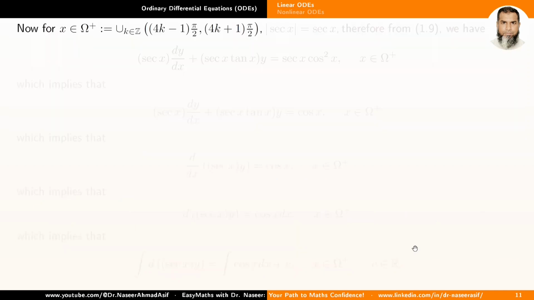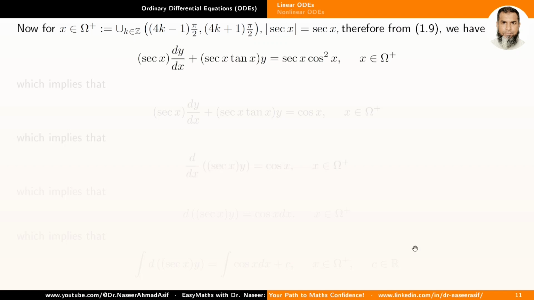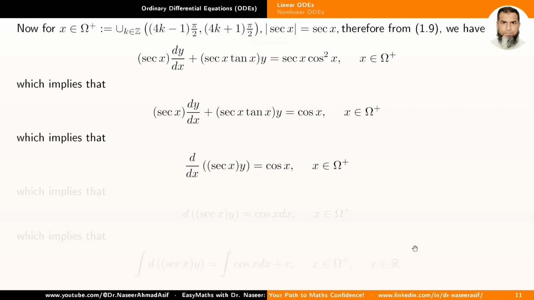Now for x belongs to omega plus, which is equal to the union over k belongs to Z of the open intervals (4k minus 1) into pi by 2 up to (4k plus 1) into pi by 2, absolute secant x is equal to secant x. Therefore from equation 1.9 we have secant x into dy by dx plus secant x into tangent x into y is equal to secant x into cosine square x, where x belongs to omega plus. So secant x into dy by dx plus secant x into tangent x into y is equal to cosine x, where x belongs to omega plus. Well, this can be expressed as d by dx of (secant x into y) is equal to cosine x, where x belongs to omega plus.